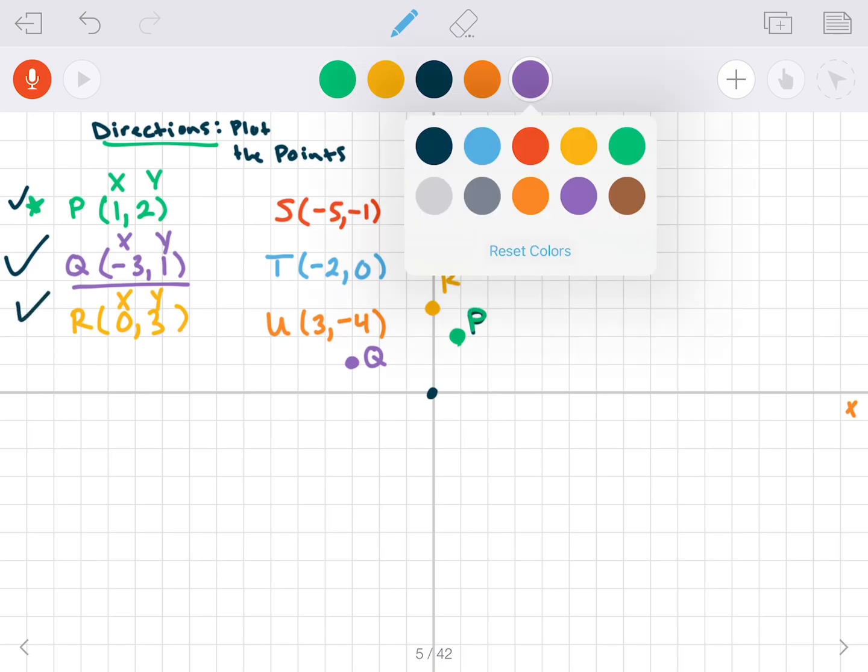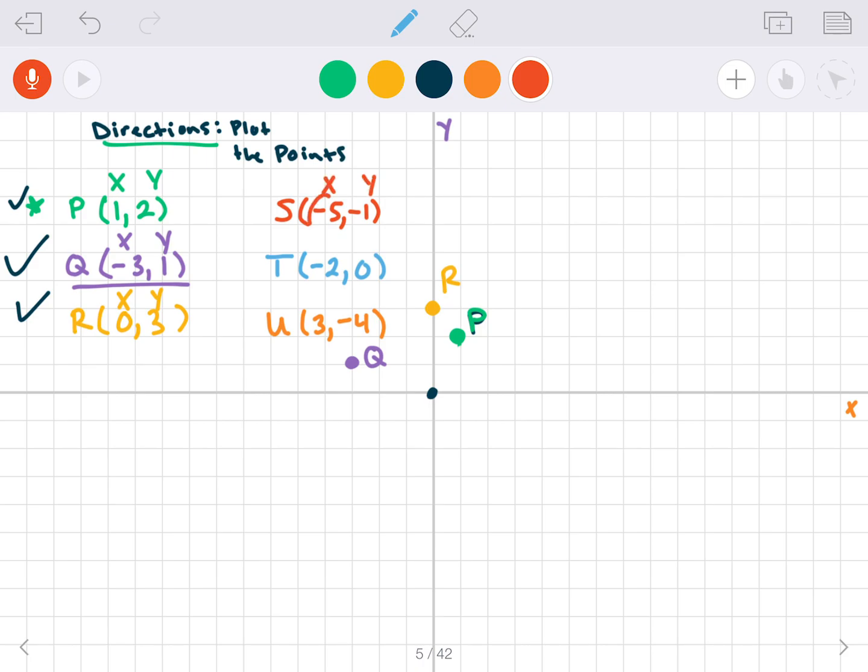Now let's do S. So S says, go to the left, because it's negative 5, then go down 1. So go to the left 5, 1, 2, 3, 4, 5, then go down 1. So that's where I'm at. This is S. Okay, T is go to the left 2, but don't move up or down. So 1, 2, and stay right there. That's T.